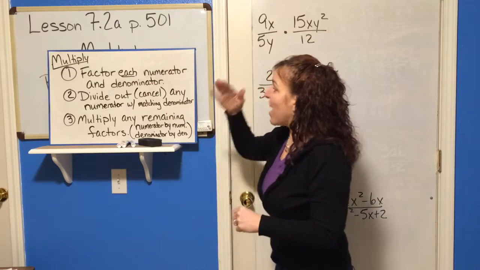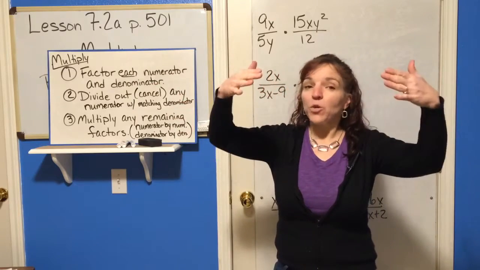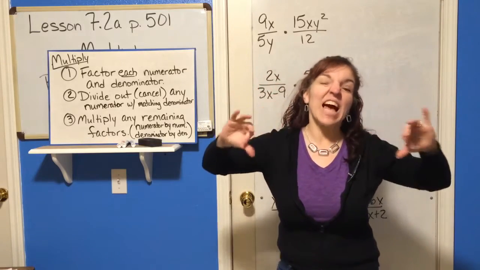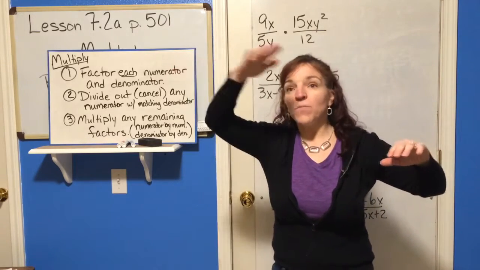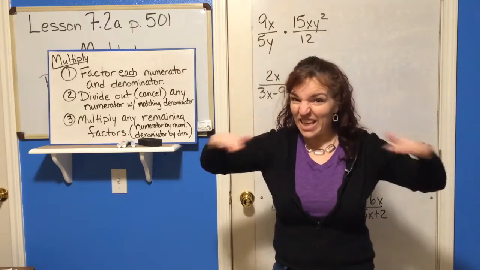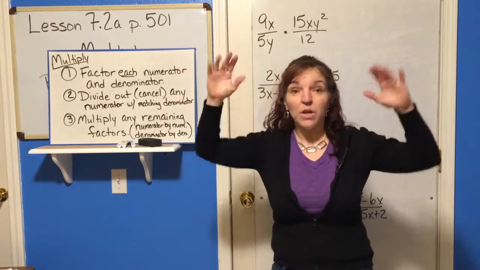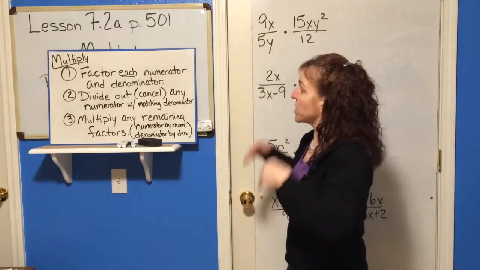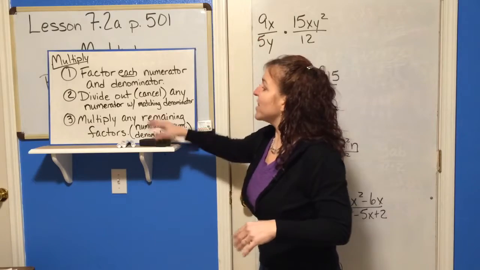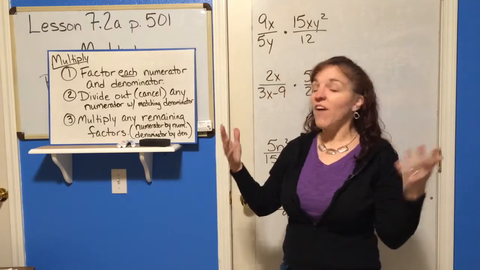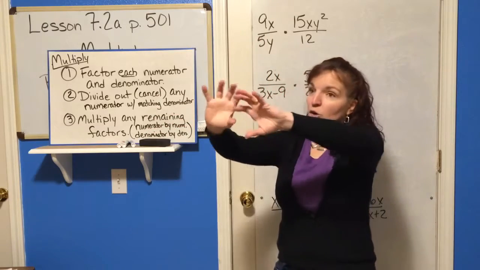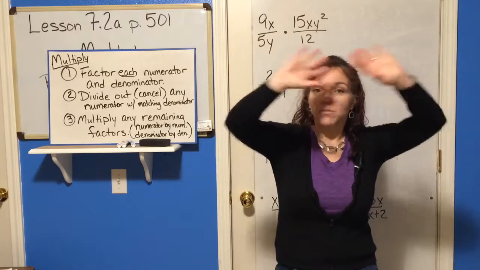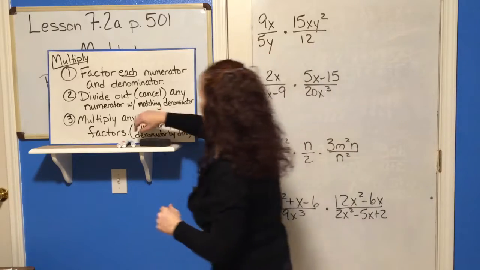Step 2, you're going to divide out or cancel any numerator with any matching denominator. So if you've got something in any numerator that is exactly the same as any denominator, you can cancel across, as long as one is up and one is down. All right, you can cancel anywhere you want as long as one is up and one is down. And then the last step is just to multiply any remaining factors. Remember, you're going to multiply the numerator by the numerator and the denominator by the denominator. You're just going to multiply straight across. So let's just do some. Here we go.